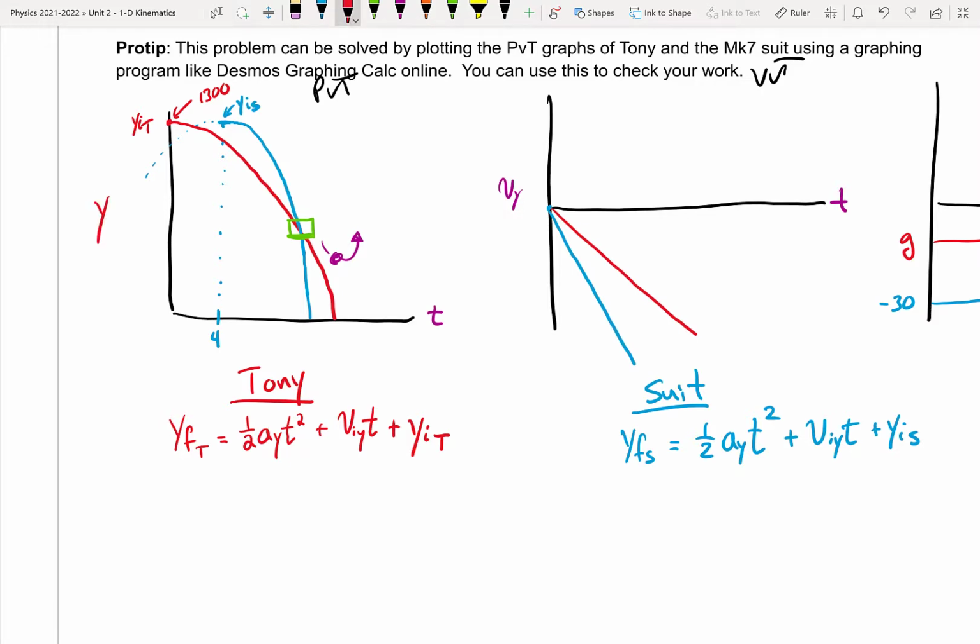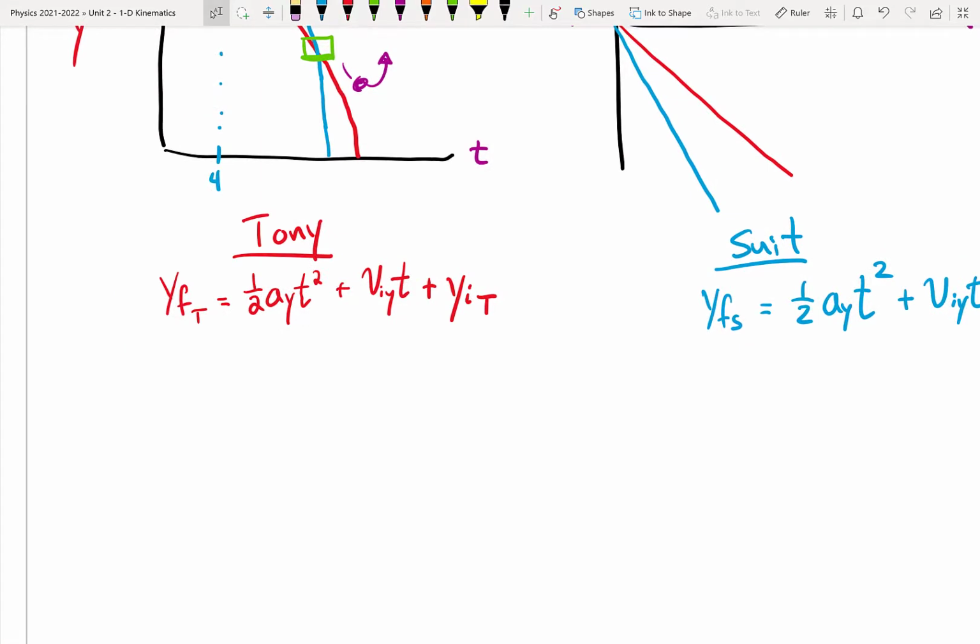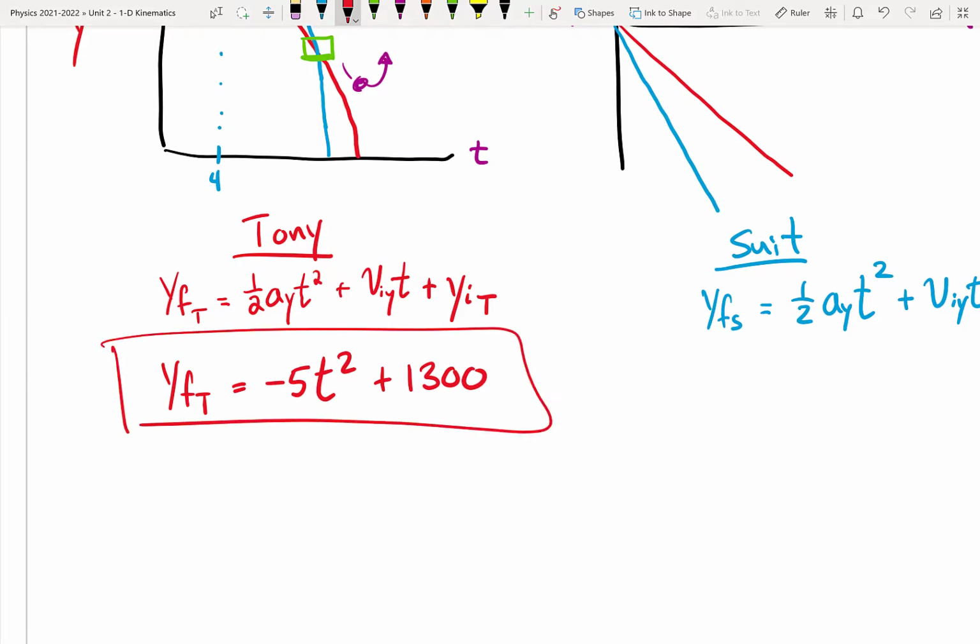All right, so with Tony, we'll just simplify things because we have an initial velocity of 0. So we have 1/2 of his acceleration, so that's going to be little g. It's minus 10, so it's going to be minus 5t squared, right? 1/2 of minus 10. His initial velocity is 0, so then we just need his initial position, which is 1300. All right, so there's once again an equation that models the behavior of our object, and it's got two unknowns, the final position and the time.